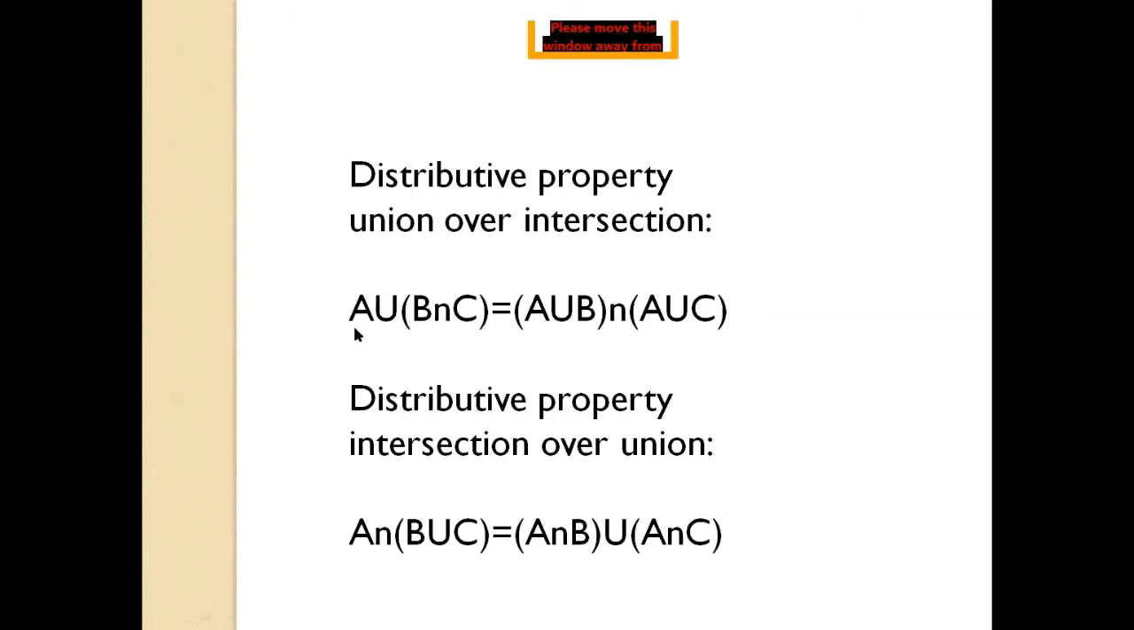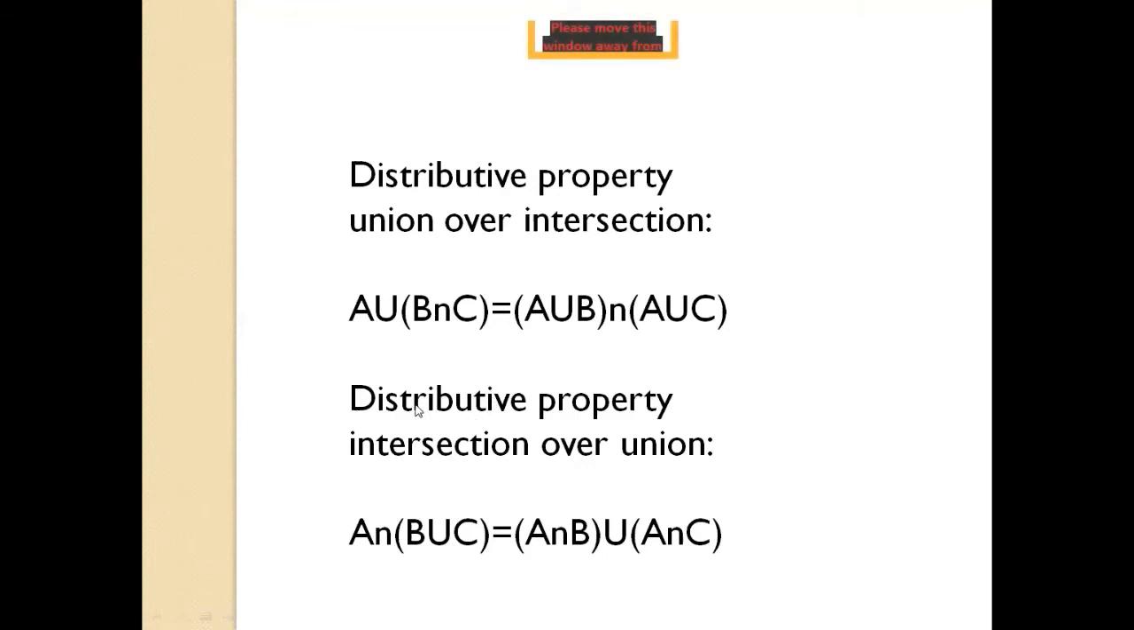So here it is A union, in brackets, B intersection C. If it is union over intersection, we use A union B intersection C. Its right hand side contains A union B, the sign of intersection, and A union C. And these two sides should be equal to each other.